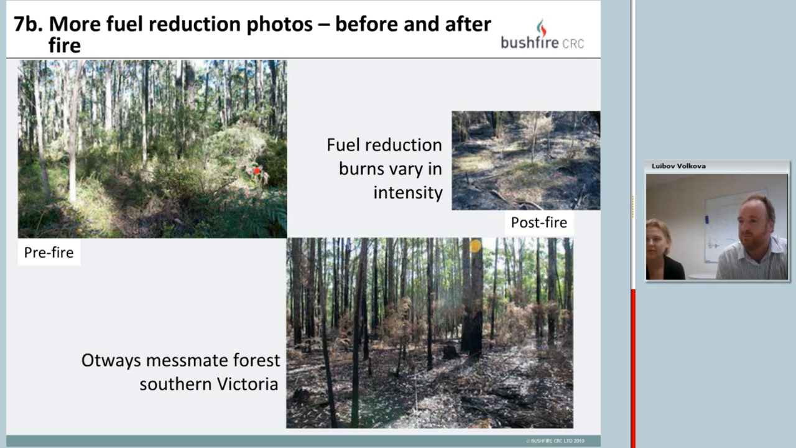Fuel reduction burning on the sites that we measured varied in intensity, so that not on all sites were there usually areas that had been unburnt, up to perhaps 50% or 60% of the area was unburnt on some of the wetter sites, whereas on some of the others, and there's a photograph here in the bottom, almost 100% of the forest floor area was impacted by the fuel reduction burn.